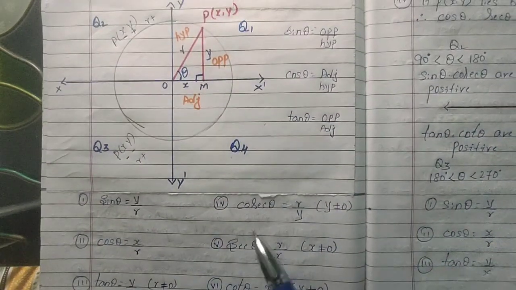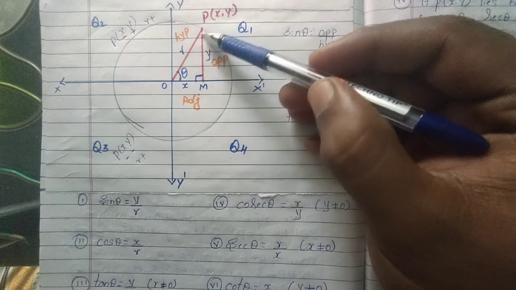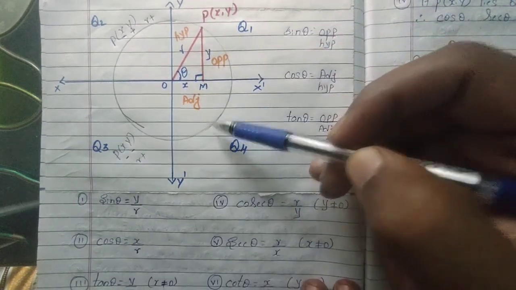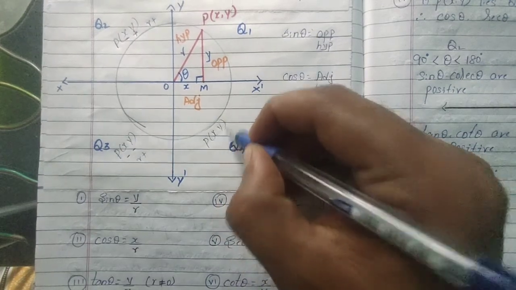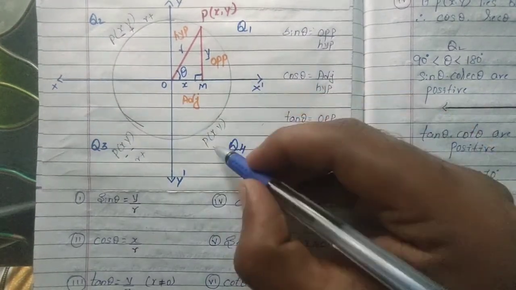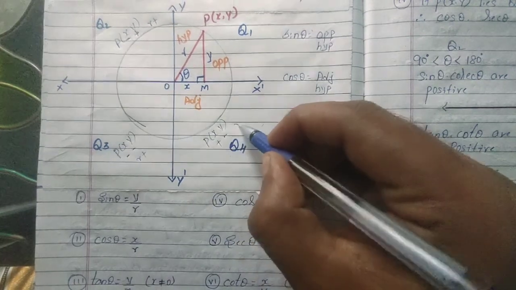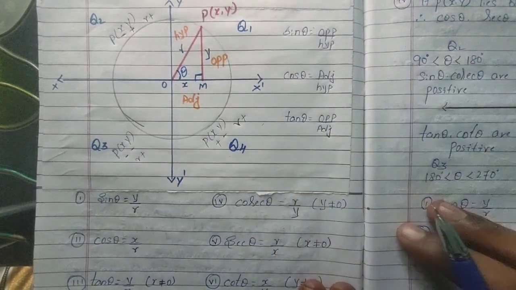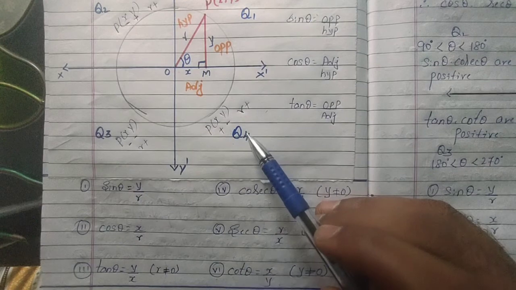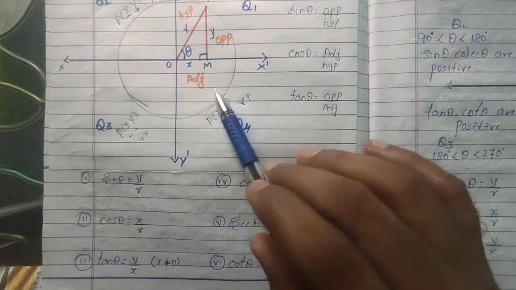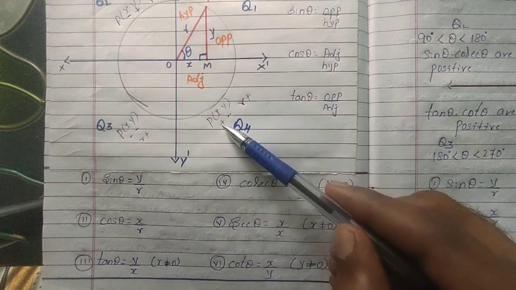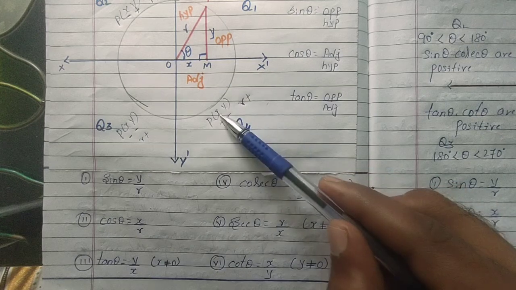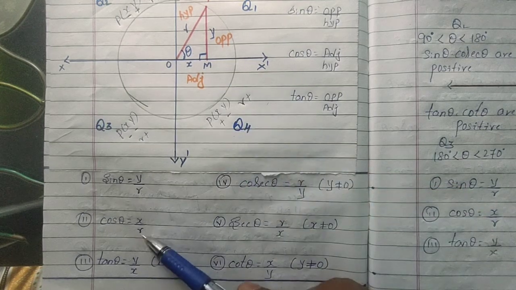Similarly, if you think this terminal ray lies in the fourth quadrant, here point P(x, y), x is positive, y is negative, r is positive always. So which ratios are positive in quadrant 4? That is cos theta and secant theta. Why? x is positive, r is positive. Therefore, positive divided by positive is always positive.